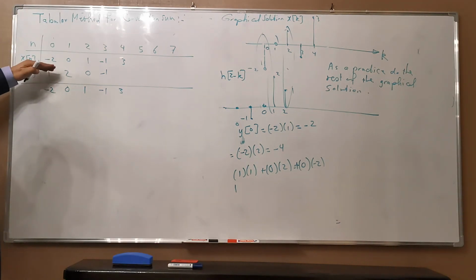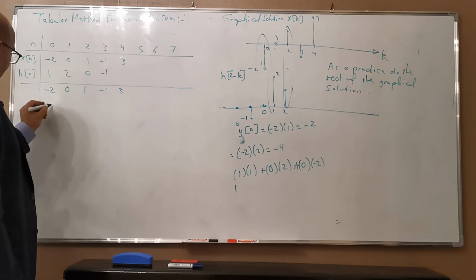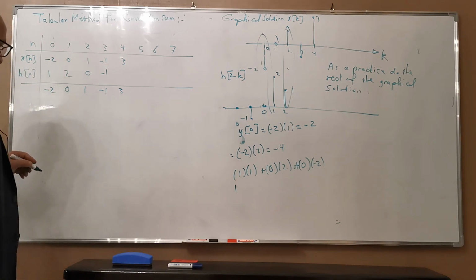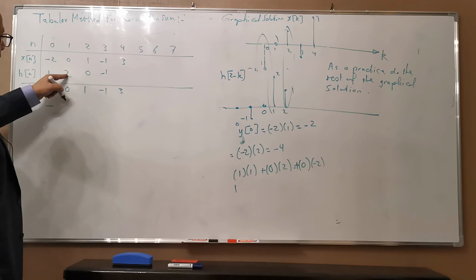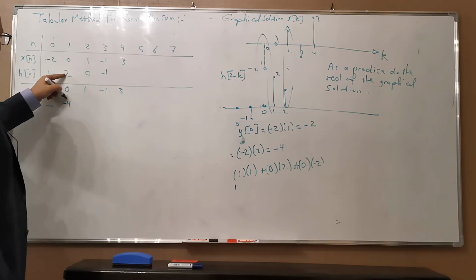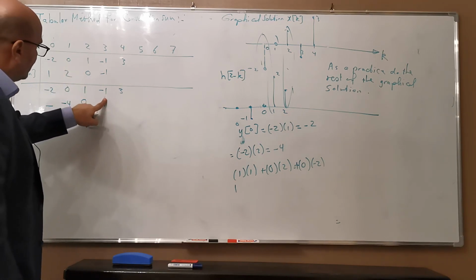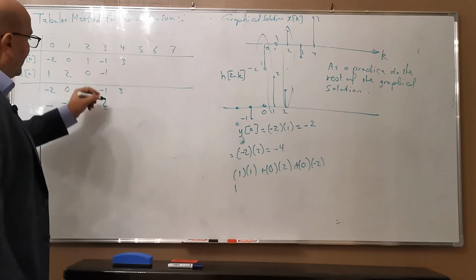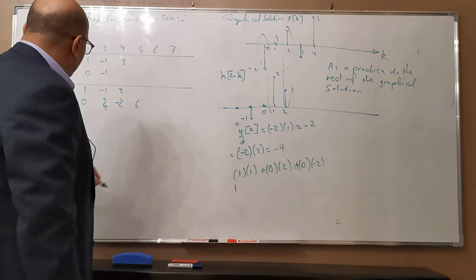So 1 times the whole sequence. Now, in the next step, I'm going to take 1 digit, leave 1 digit, and start from below the 2. 2 times -2 is -4. 2 times 0 is 0. 2 times 1 is 2, sorry. 2 times -1 is -2. And 2 times 3 is 6.